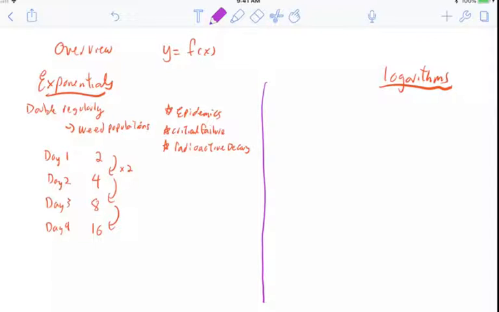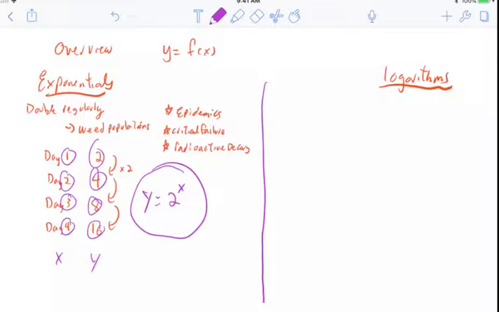Now, so what does an exponential function look like? Well, this day is going to be your variable, and the weed population is going to be your output. And so 2 to the x. That's just an example. We call expressions like that exponential functions. Okay. So what about logarithmic functions?